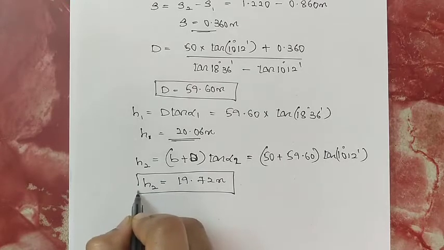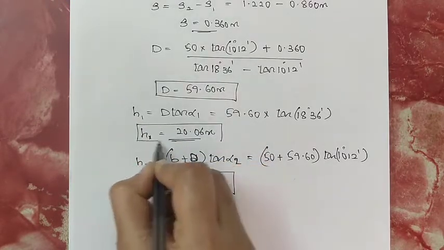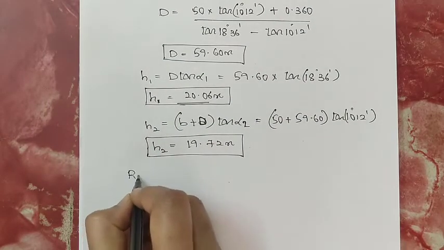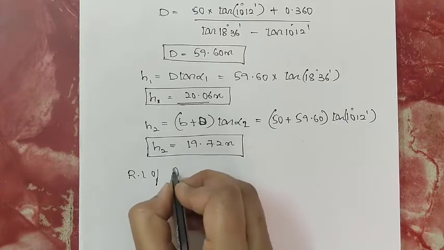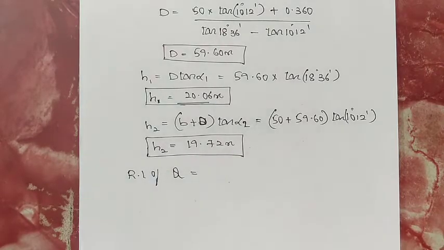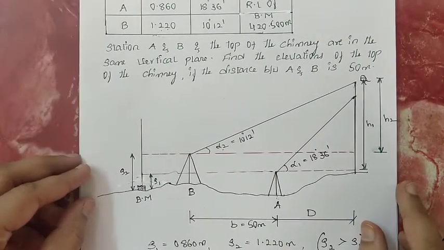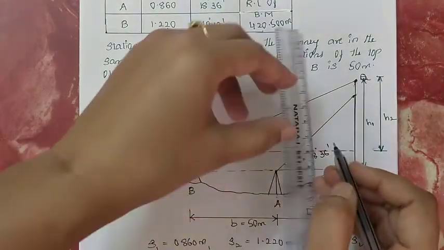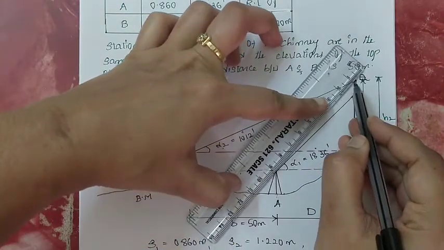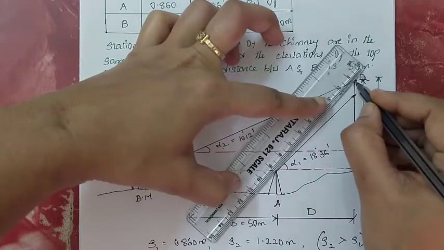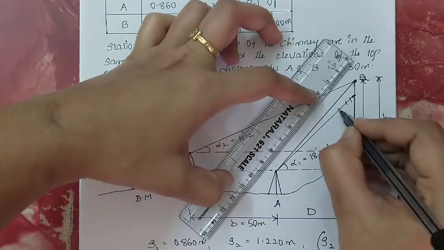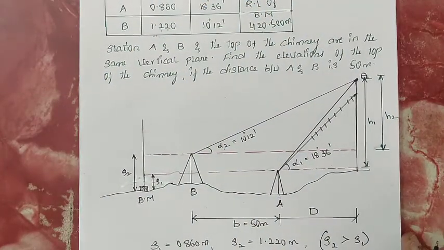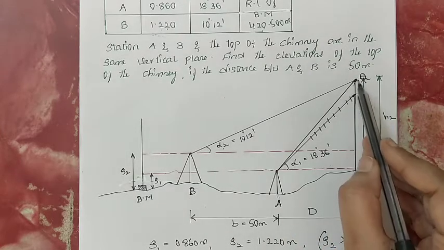This is H2. Once you have calculated H1 and H2, you can calculate RL of what? Chimney. That is RL of Q. RL of Q will be equal to, you can observe here in this figure, you want the RL of this elevated object. Okay, extend this line up to here. Okay, this should be here. RL of Q you want.